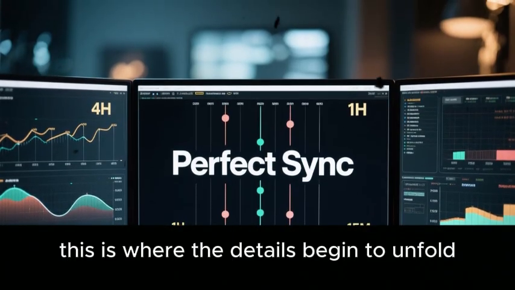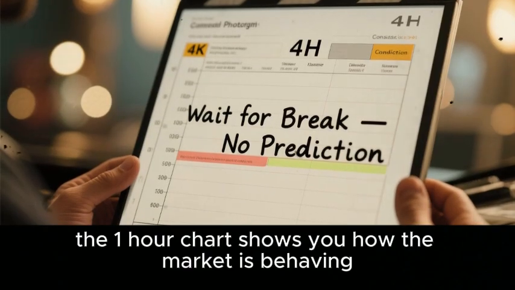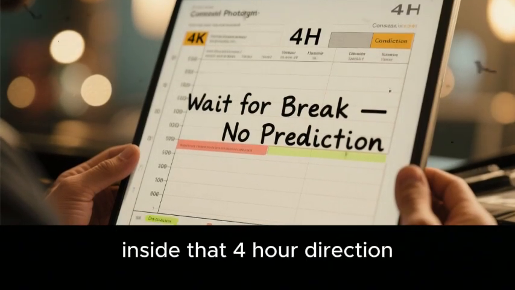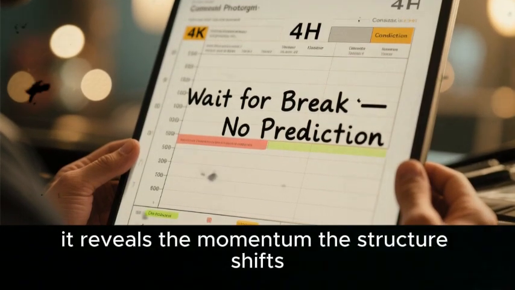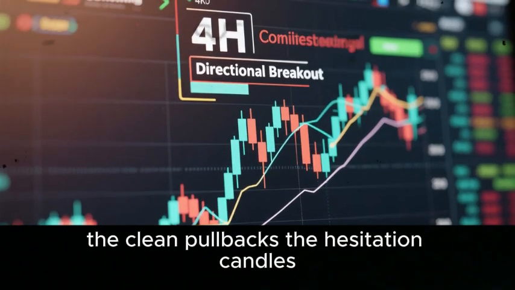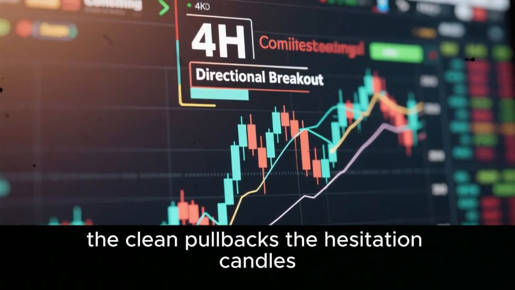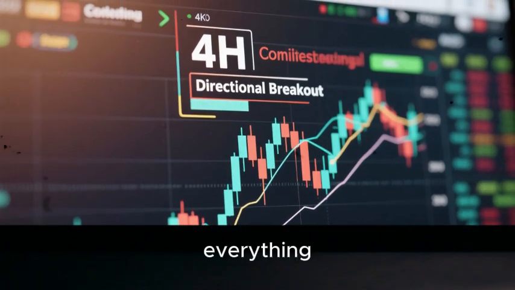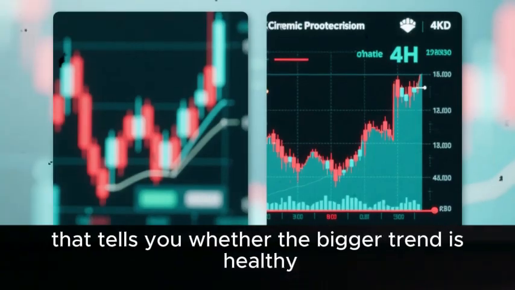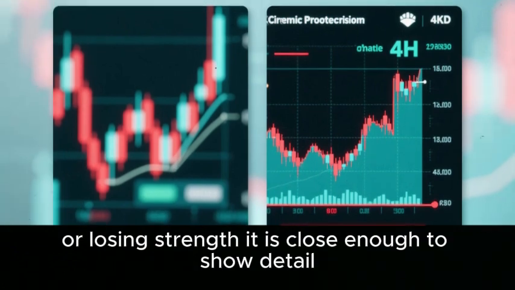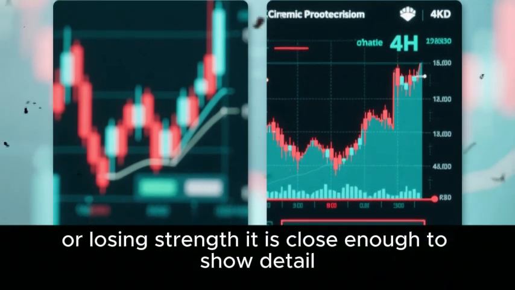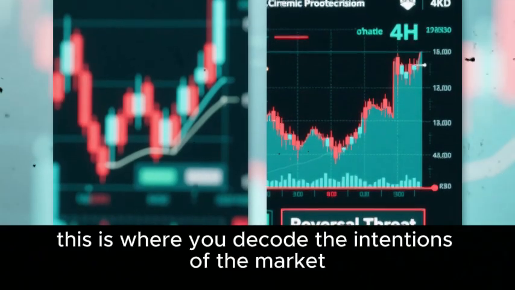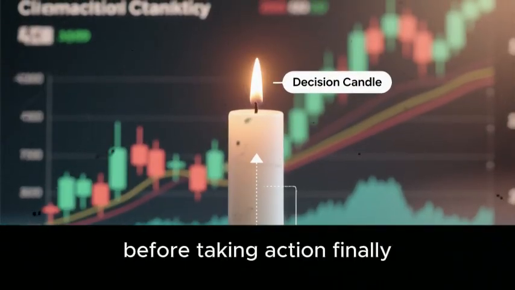Then comes the 1-hour chart for behavior. This is where the details begin to unfold. The 1-hour chart shows you how the market is behaving inside that 4-hour direction. It reveals the momentum, the structure shifts, the clean pullbacks, the hesitation candles, the weak breaks, the aggressive continuations. Everything that tells you whether the bigger trend is healthy or losing strength. It is close enough to show detail, but wide enough to avoid noise. This is where you decode the intentions of the market before taking action.